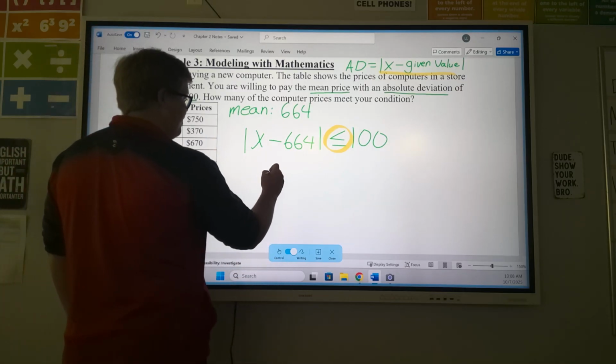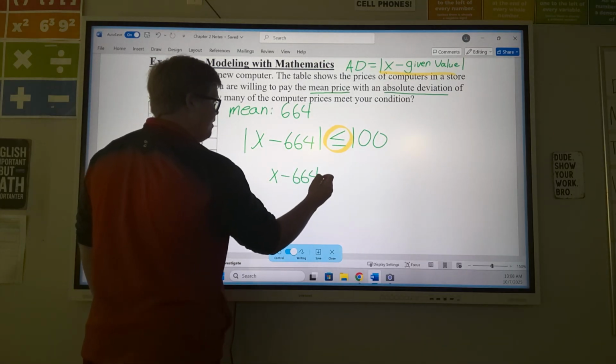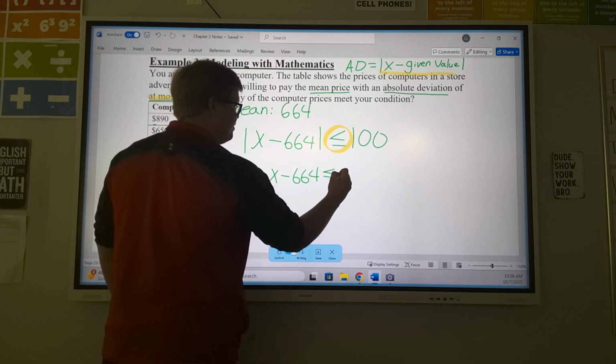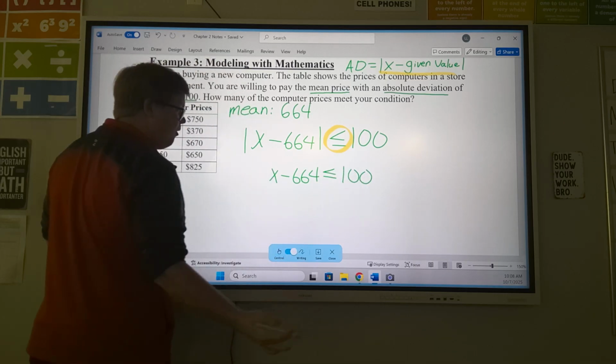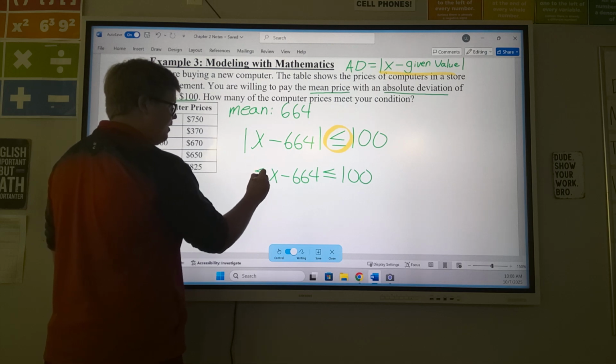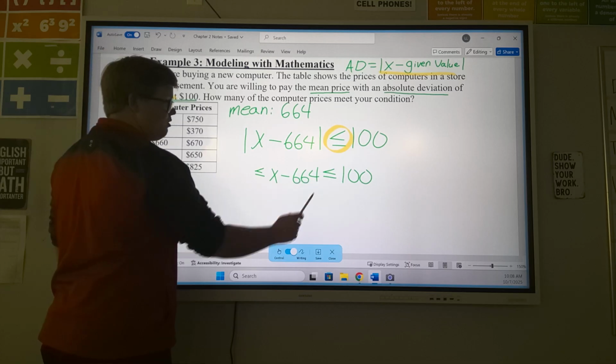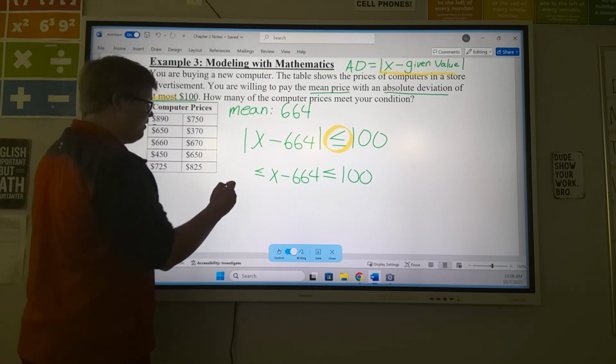So let's put our absolute value in the middle. We have x minus 664. We're going to copy our equation. Now, all we have to do is take this sign and put it right here, the exact same way. See how these two signs are the same? Now, we have to change our 100 to its opposite, which is a negative 100.